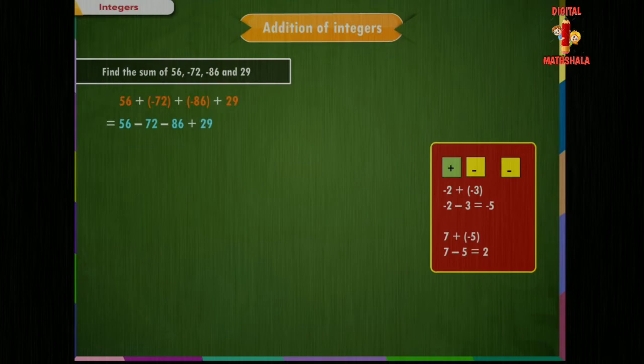That is, start solving the problem from left side. So, 56 minus 72 gives minus 16. Bring down the rest of the integers. Now, minus 16 minus 86 gives minus 102. Again, bring down the last integer. Minus 102 plus 29 gives minus 73.